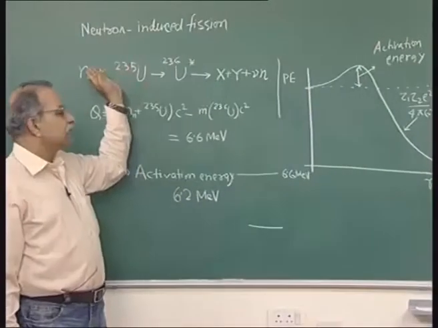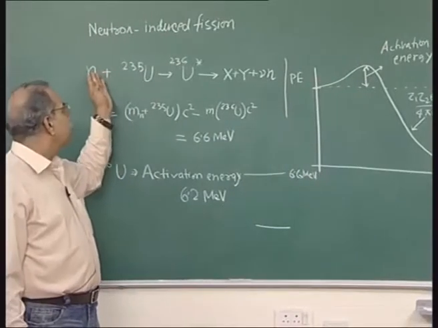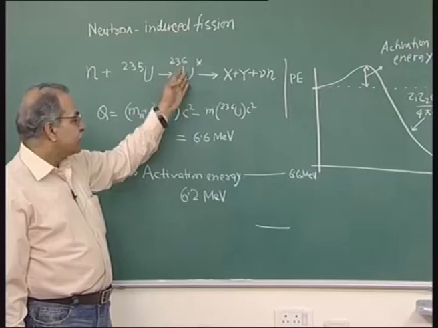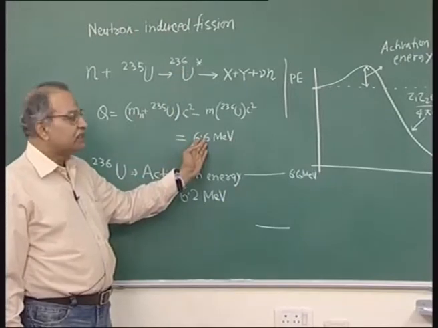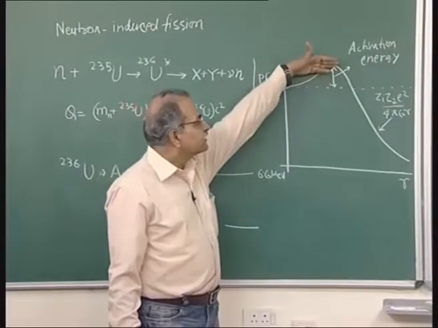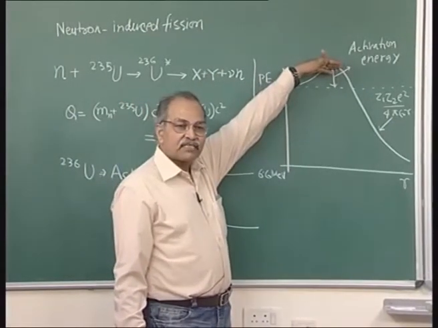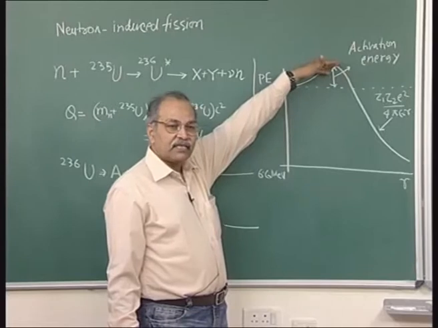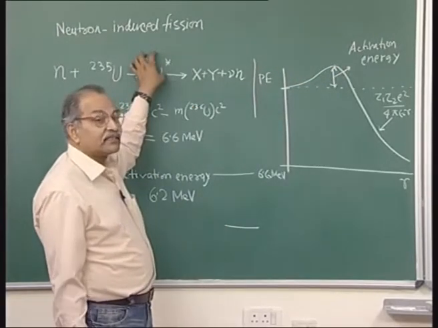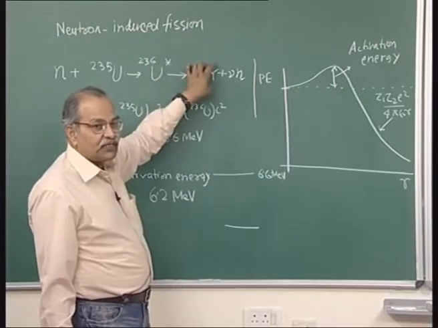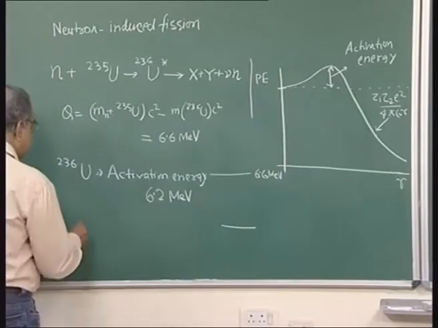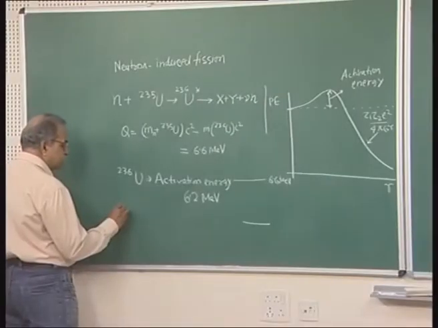So, this activation energy is 6.2 MeV, and the nucleus which is created in this reaction, this uranium 236 created by absorption of a neutron in uranium 235, is created at 6.6 MeV. So, it is created at higher energy than the highest point of this potential energy function, and therefore for this nucleus there is no barrier for fission, and so it can readily fission. Such materials are called fissile materials.